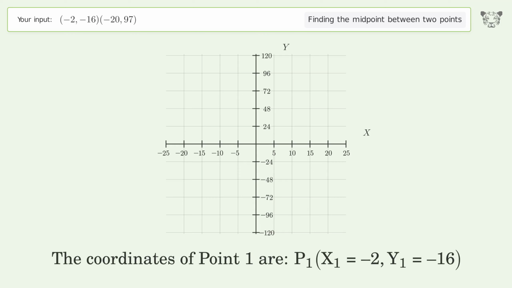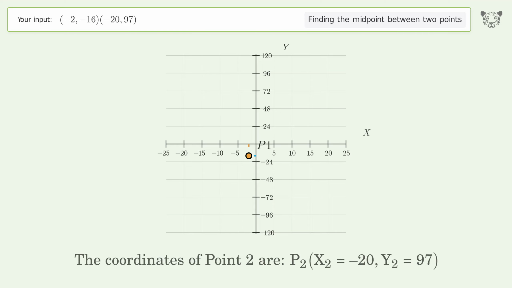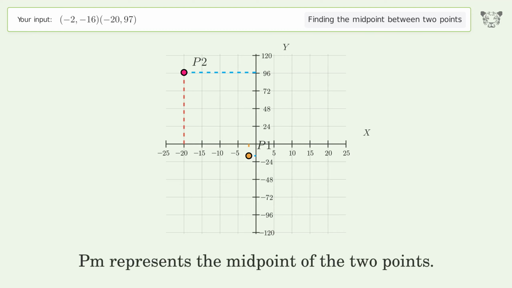The coordinates of point 1 are, x1 equals -2, y1 equals -16. The coordinates of point 2 are, x2 equals -20, y2 equals 97. PM represents the midpoint of the 2 points.